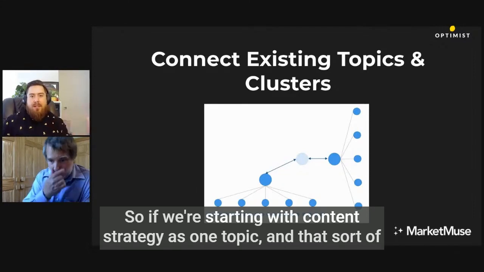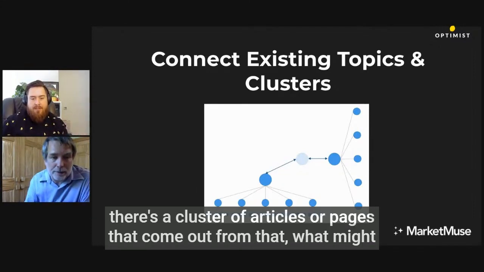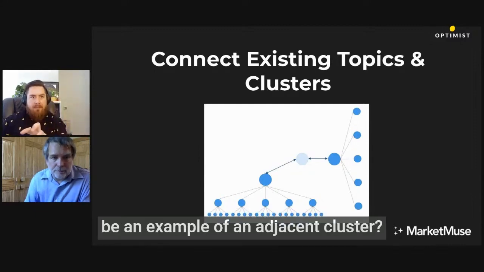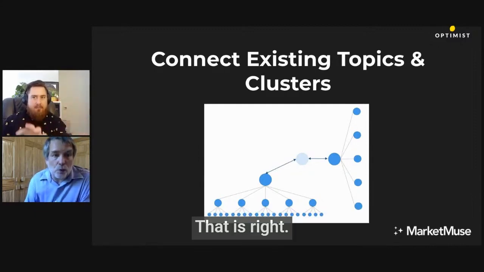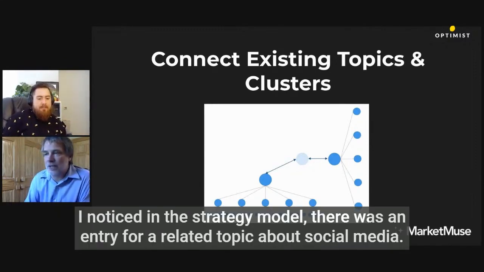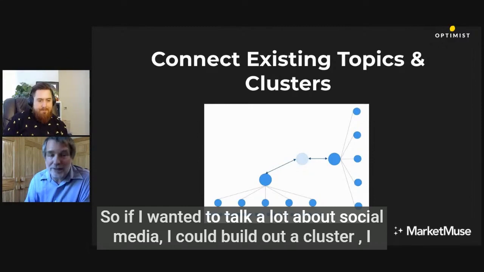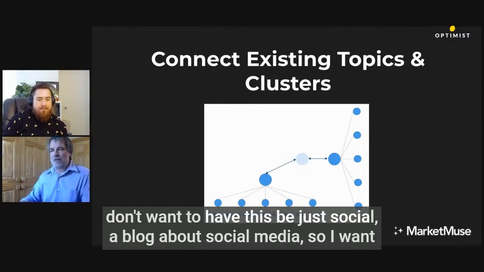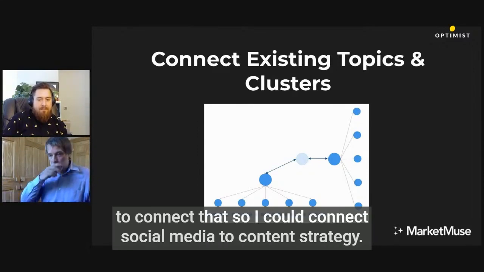If we're starting with content strategy as one topic, and there's a cluster of articles or pages that come out from that, what might be an example of an adjacent cluster that is related but separate enough? Yeah, I have a good one. I noticed in the content strategy model, there was an entry for a related topic about social media. So if I wanted to talk a lot about social media, I could build out a cluster. I don't want this to be just a blog about social media. So I want to connect that. So I could connect social media to content strategy.